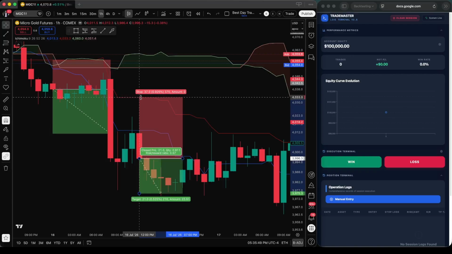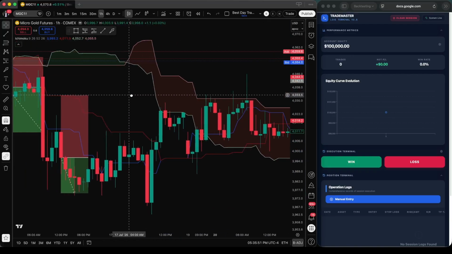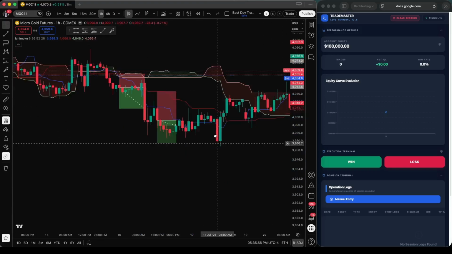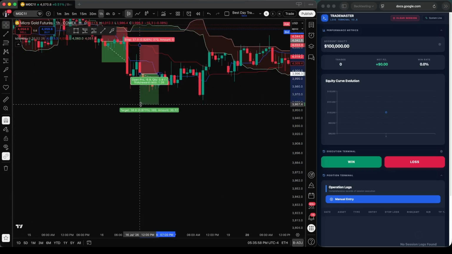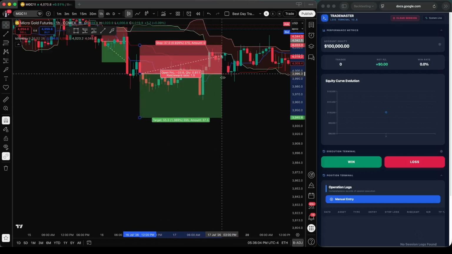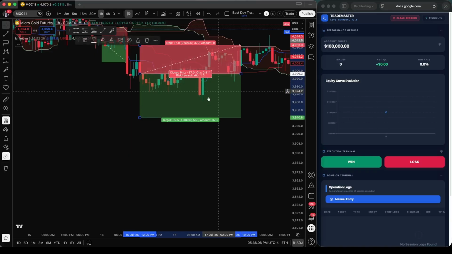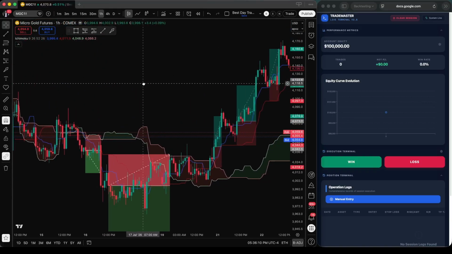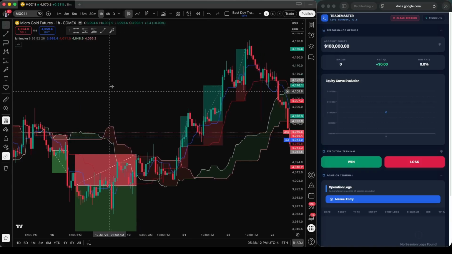Same idea right there, but I think this one's a losing trade. Yeah, this one's a losing trade. This one is a losing trade, unfortunately. But out of 5 trades, 1 losing trade, that is amazing. There you go. So that is how you do longs and shorts with the strategy.